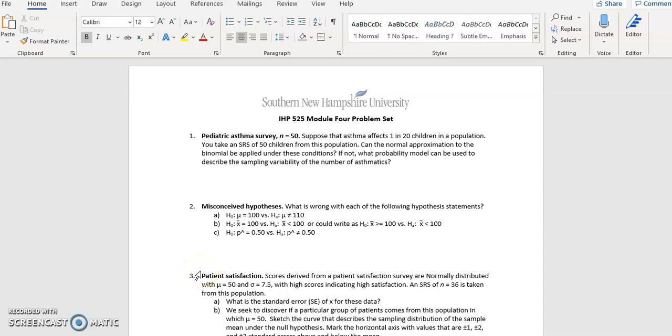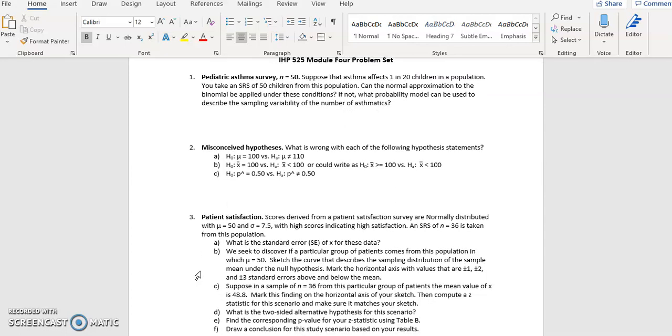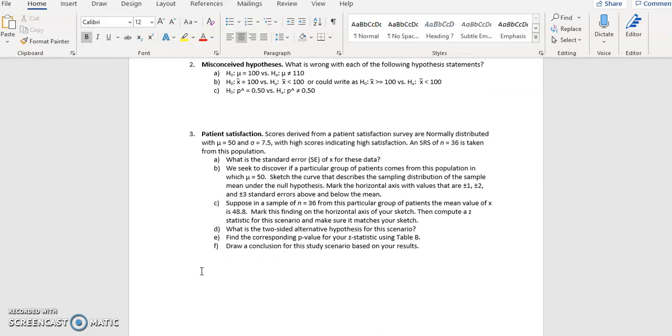In this video, we're going to go over some tips that will help you get the most number of points for the Module 4 problem set. The big problem that tends to trip people up is number 3. So let's have a look at this one.